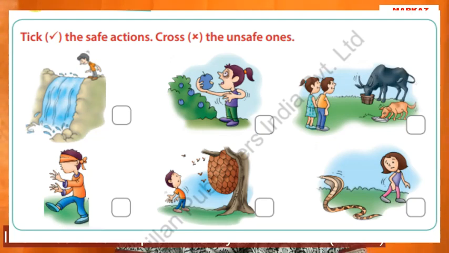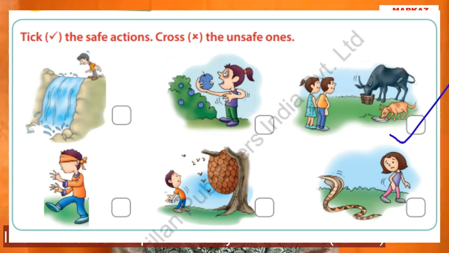Third one, you can see two very good children standing very far from two animals. That's a cow and a dog, I can say. Both of them are having their food. These children are very well behaved. They are standing far and watching the two animals eat. So that is a good action, a safe action.